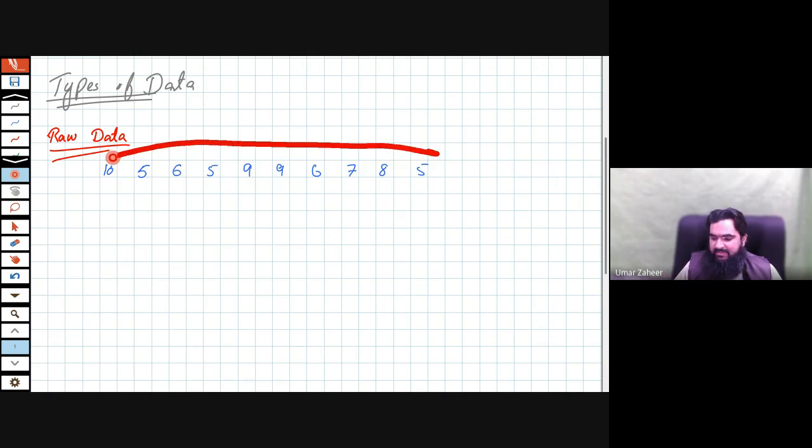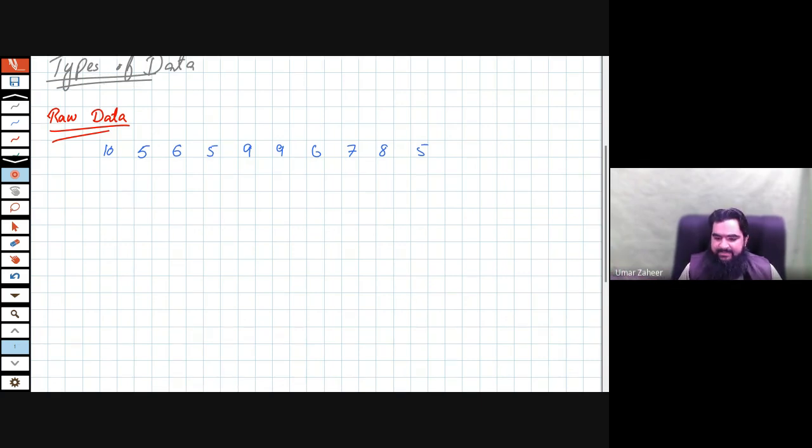If you have data in this format, in this way, we say that this is raw data. It is not organized, you just have to write it. Such type of data is known as raw data. The second type is ungrouped data.